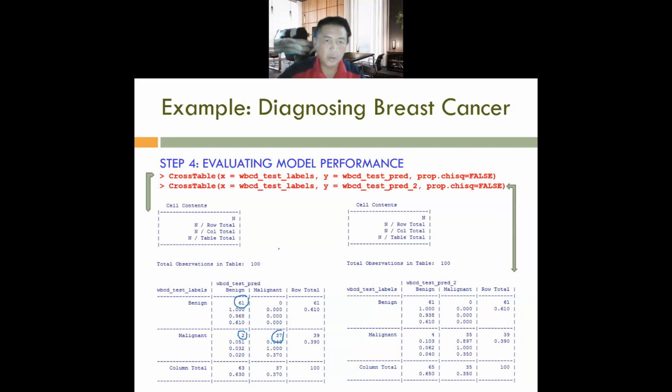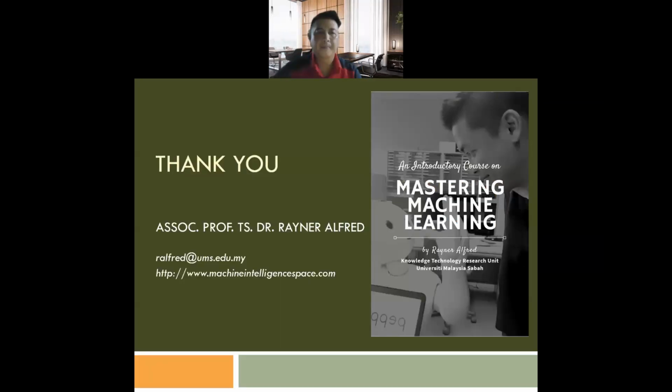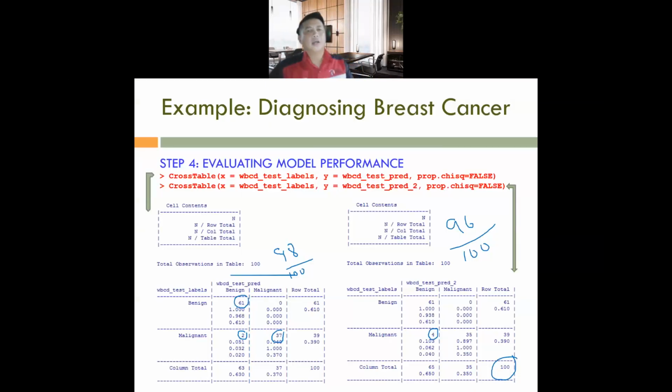So your accuracy is 98. For this one, we have 4 errors. The accuracy is 96%, because we have 100. So the error is 4 over 100. Accuracy will be 96%. Right?